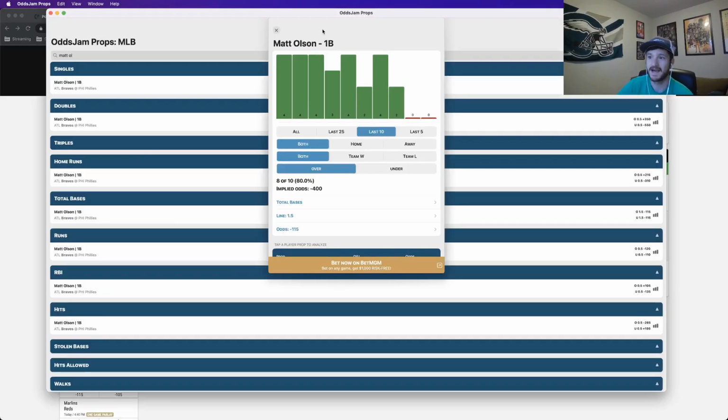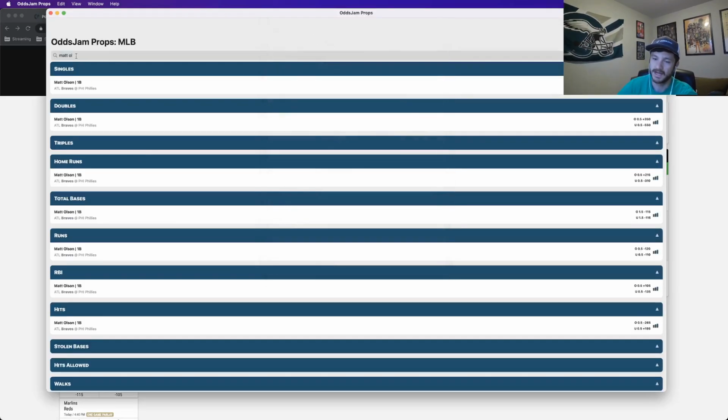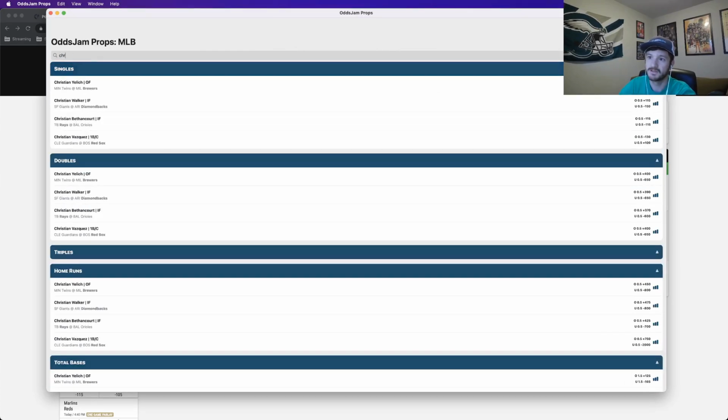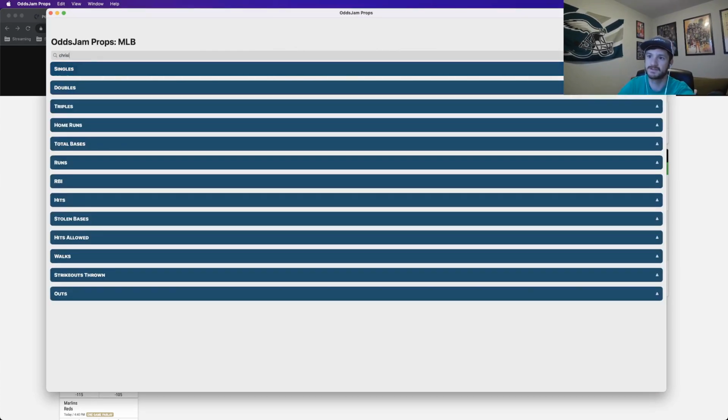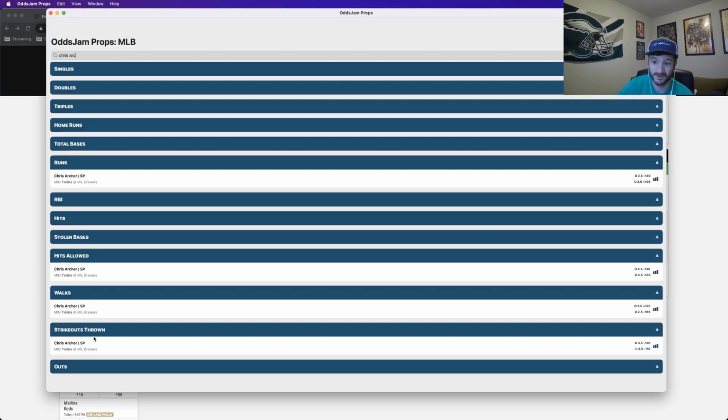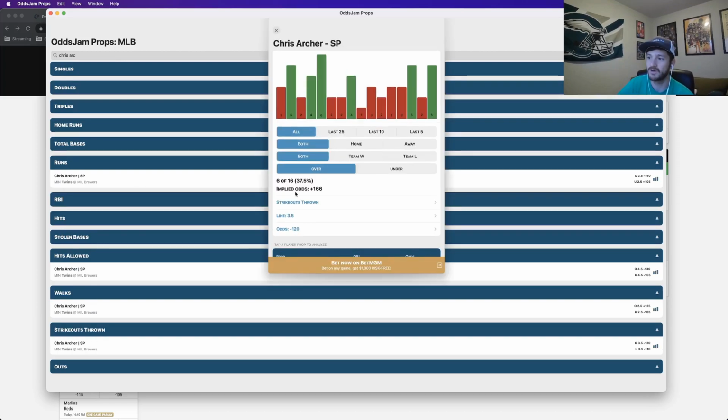And then looking at the OddsJam Props app for Chris Archer, if you type in his name, again, we want to take his under strikeouts thrown. One thing that's cool about this is all these different features you can flip through. Right now, it auto defaults to the over, which you would say, oh, he doesn't go over that often, which means that's good for the under. In 10 of 16 starts this year, he's gone under, which is a 62.5% rate, which gives you the implied odds of -166.